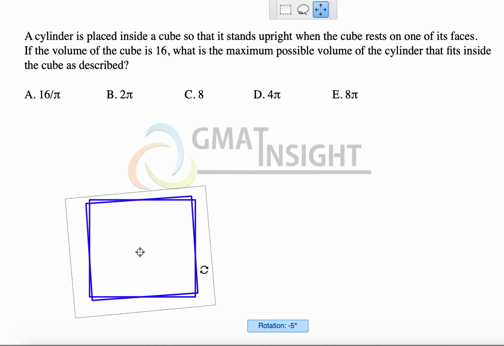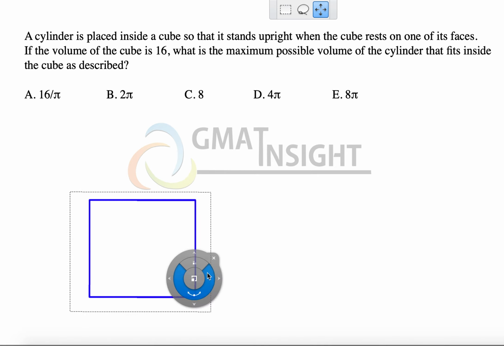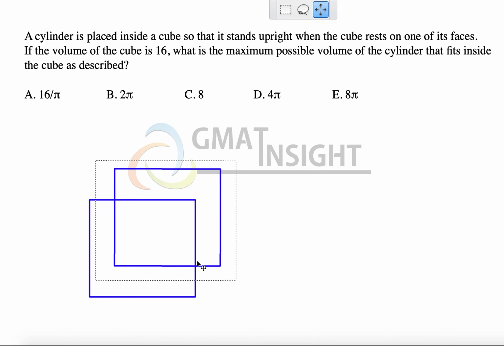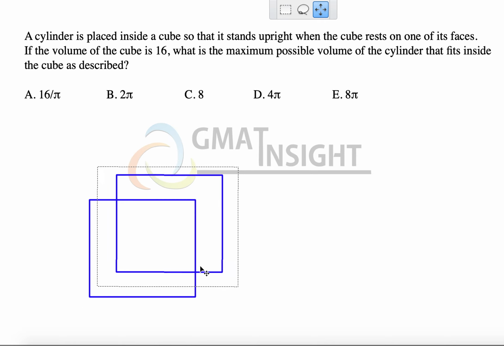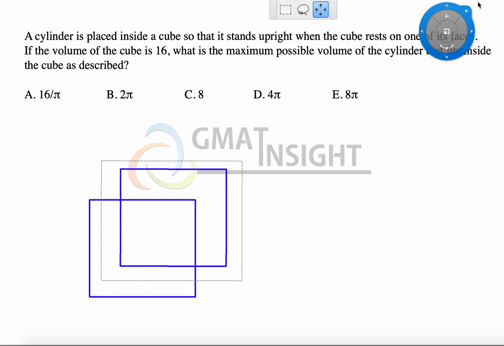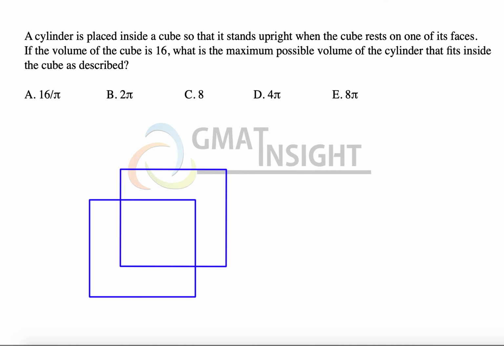Let's copy this one right here this way, and we can join the faces, which means here is the cube that we have. Now we have to draw a cylinder inside it. The question is asking what is the maximum possible volume of the cylinder that fits inside the cube.